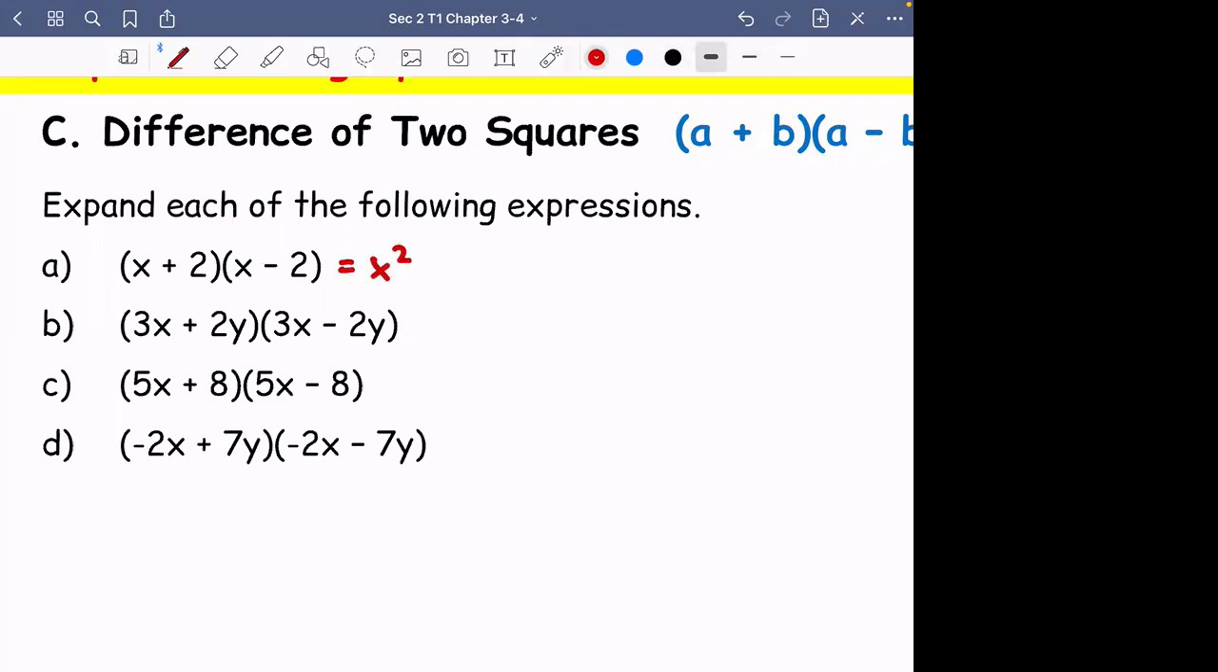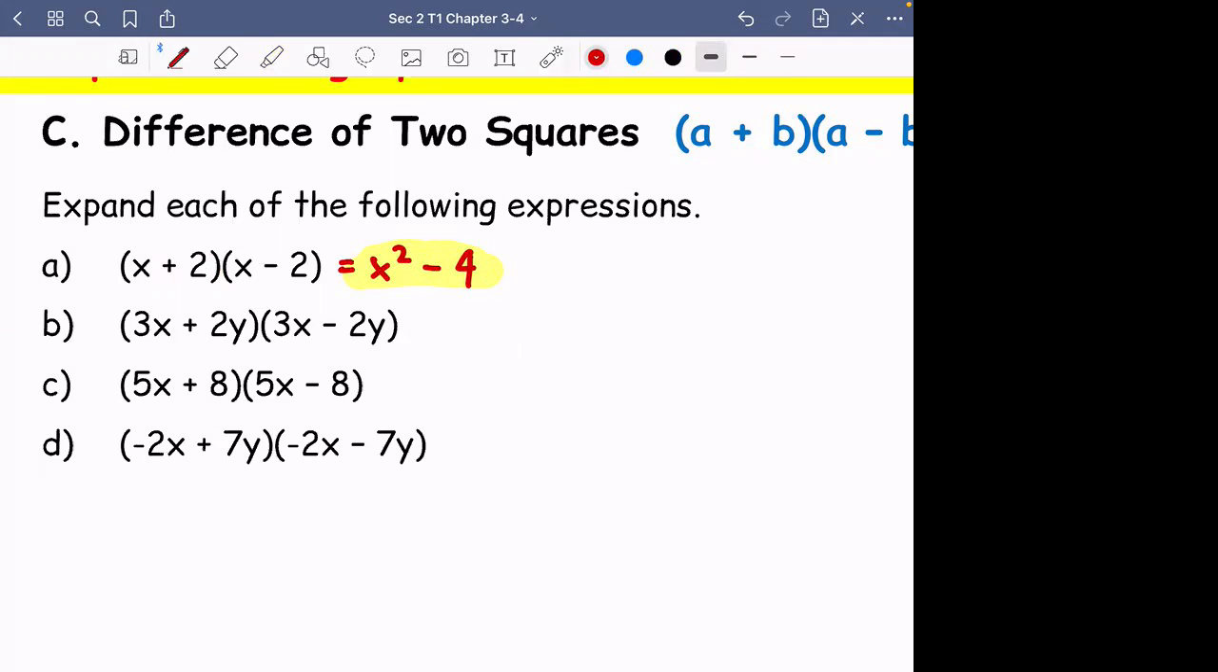And then what is positive 2 times negative 2? 2 times negative 2. Oh, 4. Okay, so it's minus 4. And then that's it. Okay, so it's really easy. This is relatively easy compared to the first two.